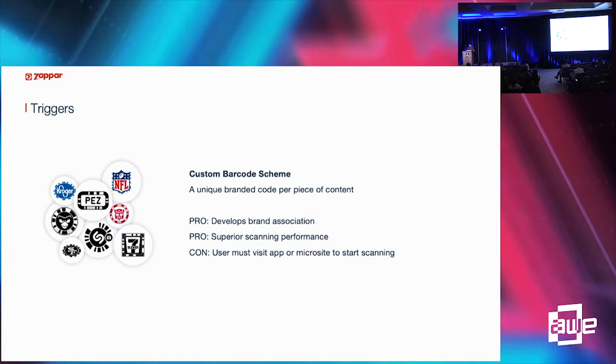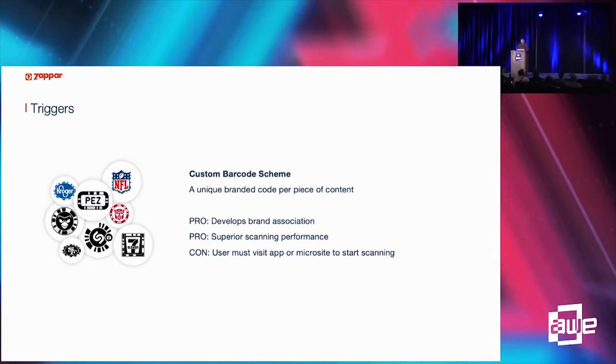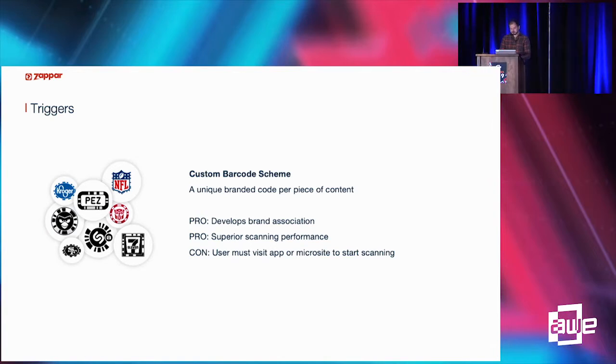Another trigger mechanism we have at Zappar are custom barcode schemes. Since it's basically a totally unique branded code per piece of content, and since the content that these deliver is always rich and immersive, very rarely does one of these codes ever go to a poorly optimized mobile web page. Users learn to associate these codes with the brand and with a positive experience, so they're more likely to scan the future codes that they see.